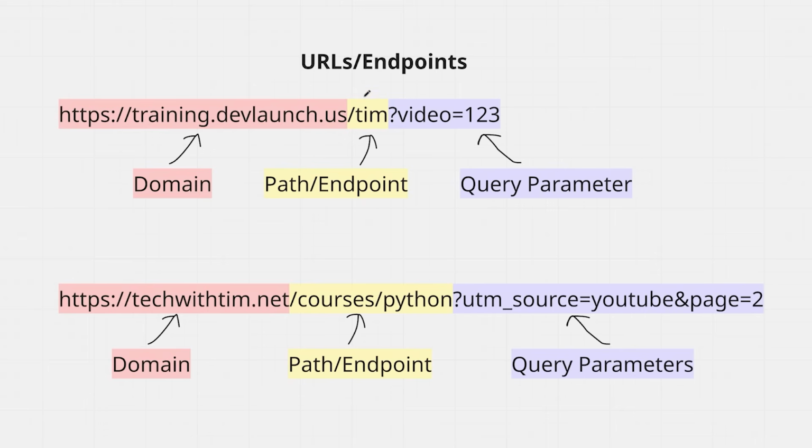Now, after the domain, you have what's referred to as the path or sometimes called the endpoint. Now, this is the particular route or the page or resource that you're going to be accessing from this domain.